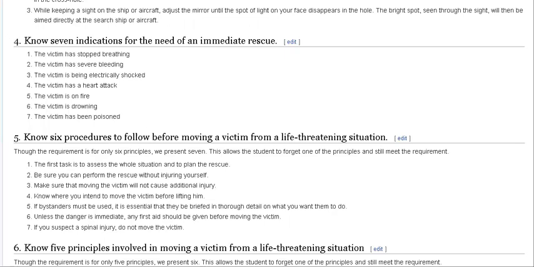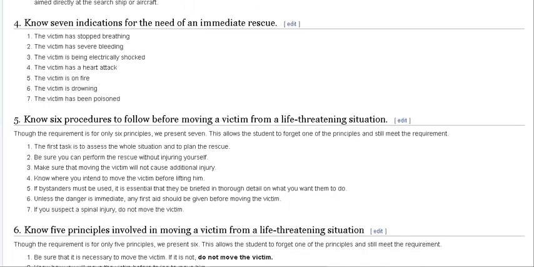Although the requirement is for only 6, we represent 7. This allows the student to forget one of the principles and still meet the requirement. Okay, so let's say this is number 1. The first task is to assess the whole situation and to plan the rescue. So we've spoken about this.